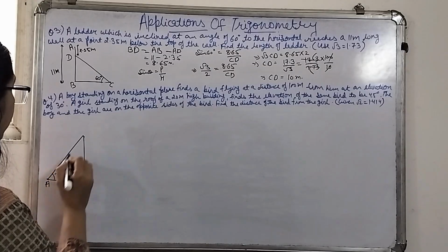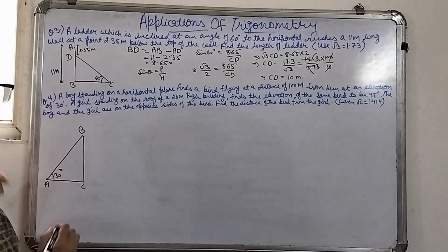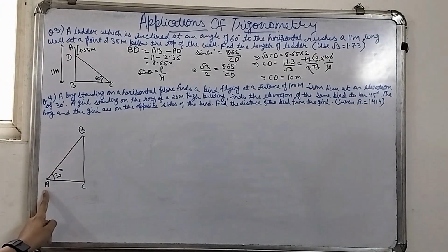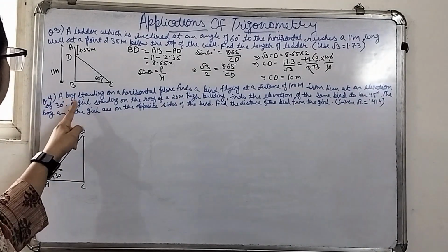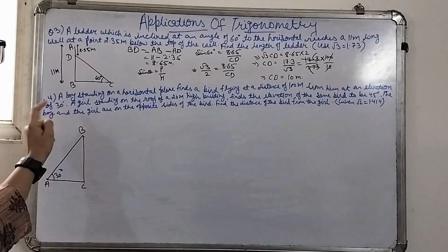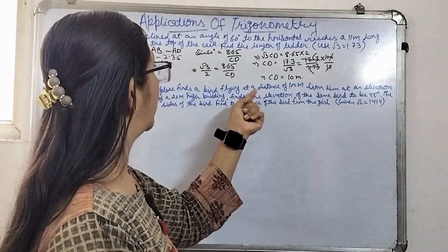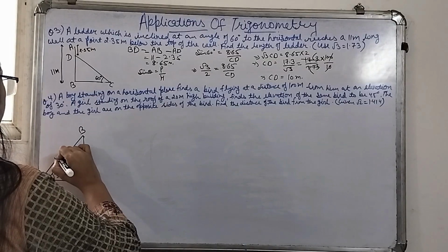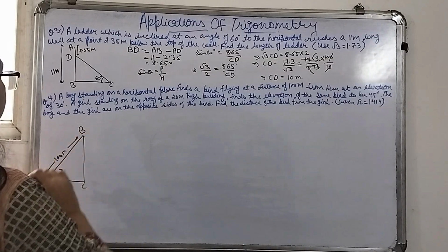Suppose this is A, this is B and this is C. Over here B is the position of the bird and A is the position of the boy. The angle of elevation is given to us as 30 degrees, and the distance between the boy and the bird is 100 meters. That means AB is 100 meters. It is given to us.